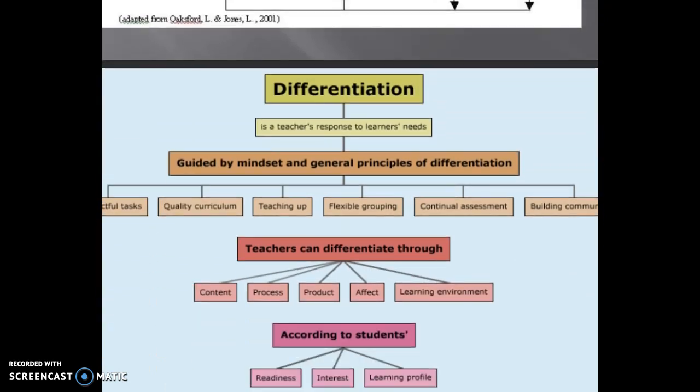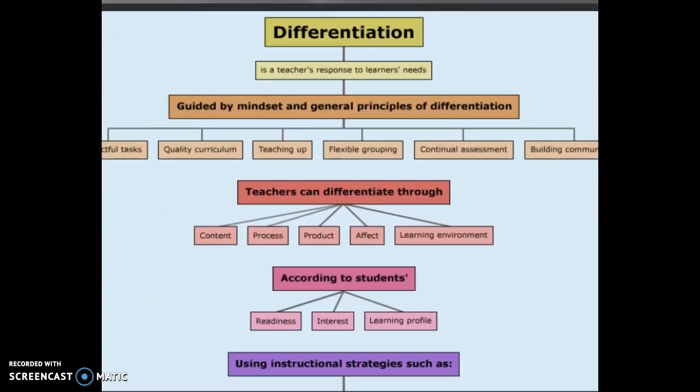This is another chart. Actually, it's a nice mind map that I think is useful when looking at how we differentiate.